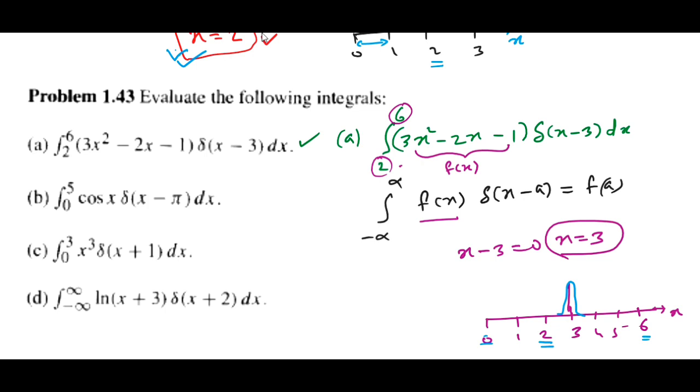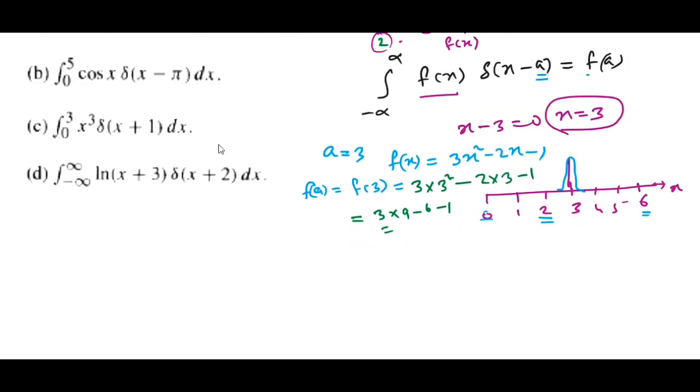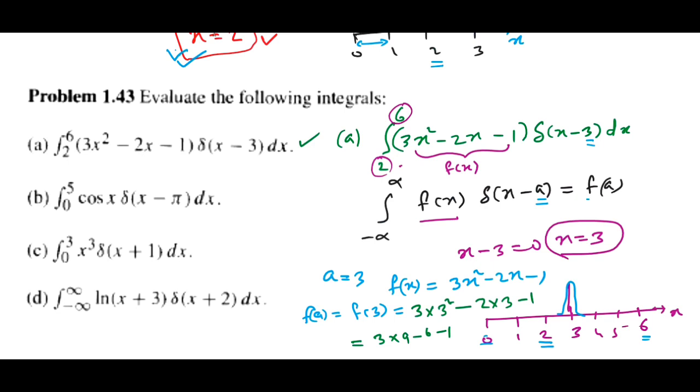What will be the answer? Nothing to do, just find the value of a. Here the value of a is 3. Because we have f of x, the function, 3x square minus 2x minus 1, then f of a means f of 3, that is 3 into 3 square, substituting 3 instead of x, minus 2 into 3 minus 1. That is 3 into 9 minus 6 minus 1, that is 27 minus 7, which is equal to 20. Now the answer of the first question is 20.